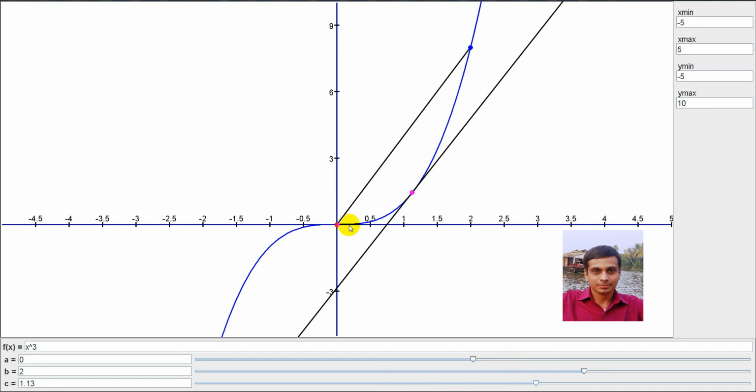In this way, we can verify Lagrange's mean value theorem for any continuous and differentiable function given the interval.